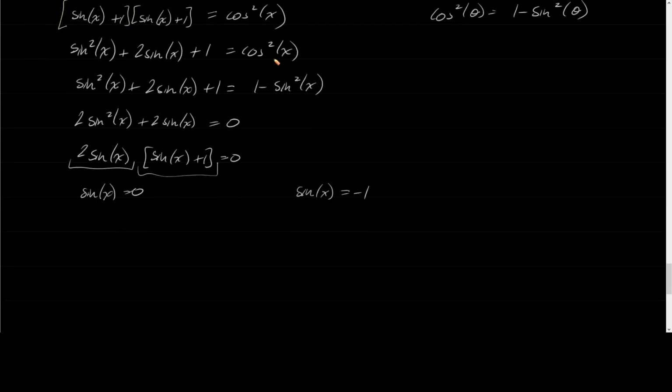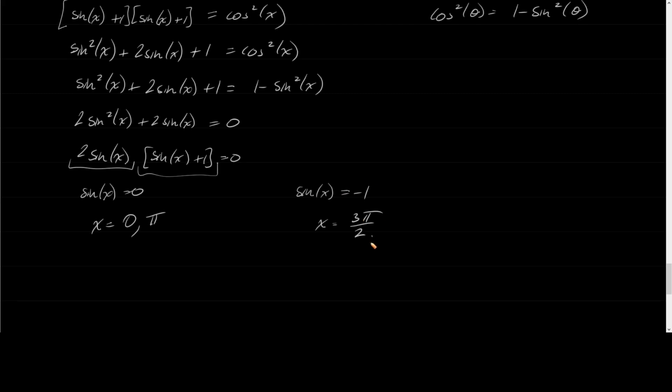But okay, now that I have this, where is sine of x equal to 0? Well, from the unit circle, that happens at the angle of 0, as well as the angle of pi. Where is sine of x equal to -1? On the unit circle, that happens at 3 pi over 2. All right, so those are our solutions. We've got three solutions: 0, pi, and 3 pi over 2.